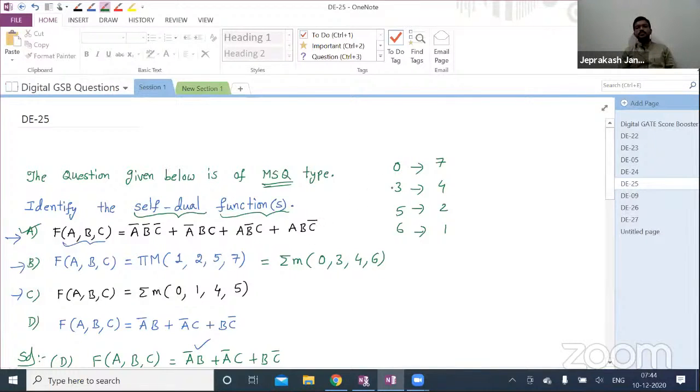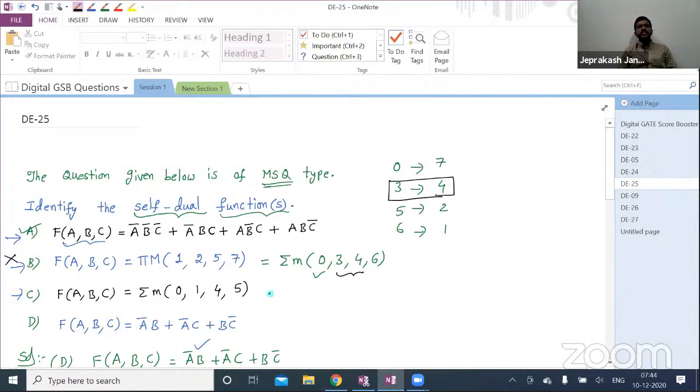Now observe, 0 is there. For 3, the mutually exclusive term is 4, but here 3 and 4 are both present. So is it self-dual? Option B. All of you please respond. No, right? Since for 3 the corresponding mutually exclusive term is 4, and we should not contain mutually exclusive terms in the given function. So it is not self-dual.